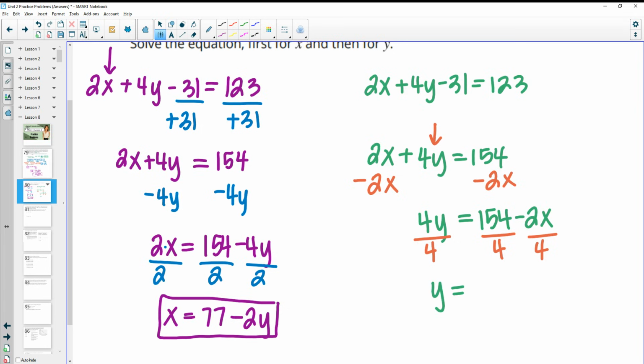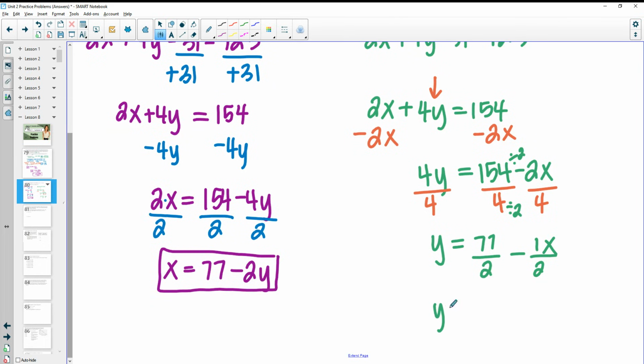154 divided by 4, you could write as a decimal, it's 38.5. Or we could just divide the top and bottom by 2. So we'd get 77 over 2. You could leave it as 154 over 4, or 38.5. Negative 2/4 is negative 1/2. So we just have negative 1x over 2. So again, this is fine doing it as 38.5 minus 0.5x. If you wanted decimals, that would be fine as well.